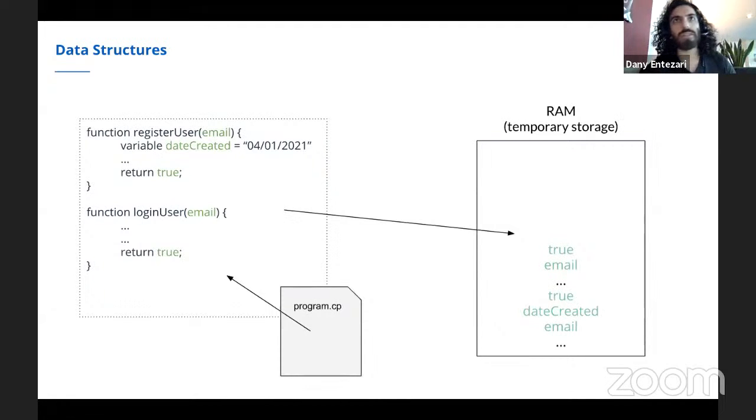So let's say we're trying to register a user. Someone types in their email address, they click on send, and what we want to do is take their email address and save it to the database. Their email address, for example, and the date at which their account is created will be put in the random access memory.